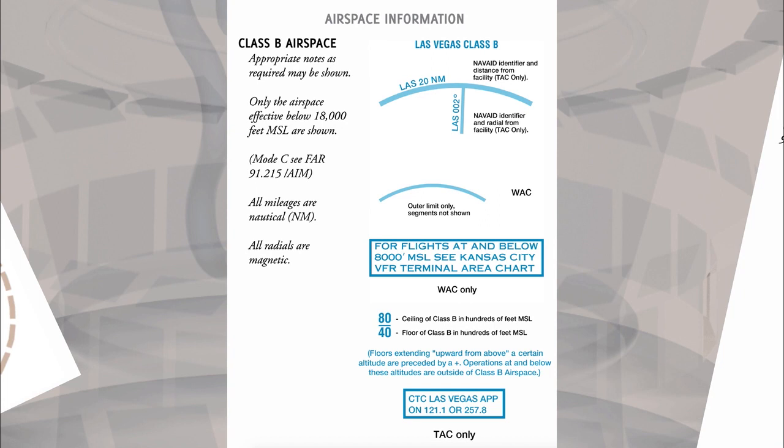That would indicate that the ceiling of the Class B here is at 8,000 feet, and the floor of this particular piece of Class B is at 4,000 feet. And of course, that's charted MSL.